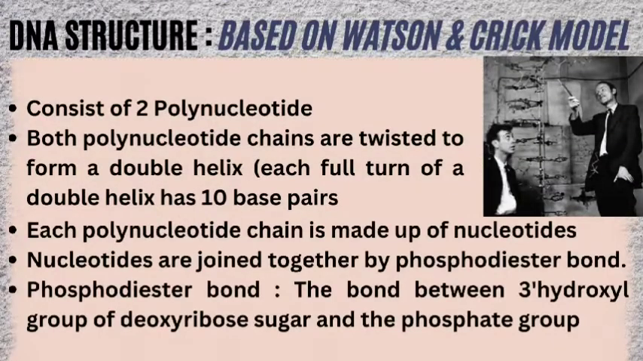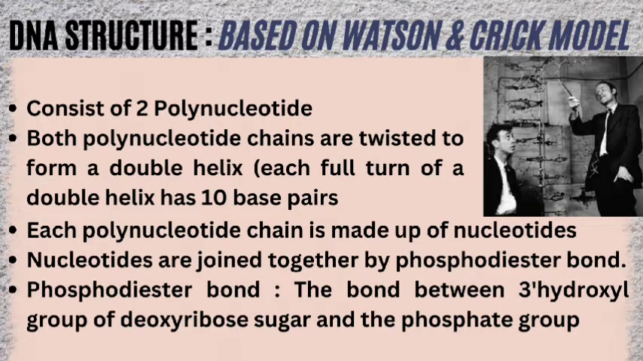DNA structure based on Watson and Crick model. It consists of two polynucleotides. Both polynucleotide chains are twisted to form a double helix, meaning each full turn of the double helix has 10 base pairs. Each polynucleotide chain is made up of nucleotides.